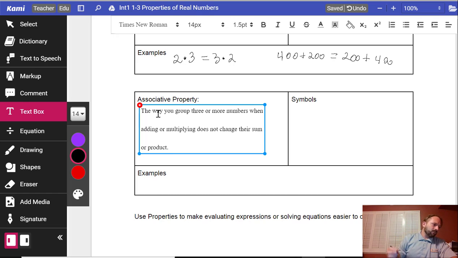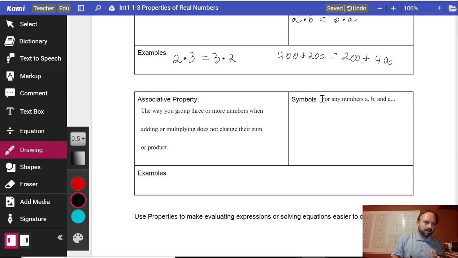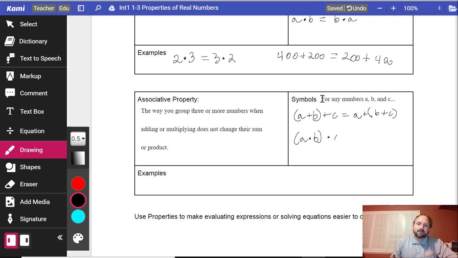So for any numbers A, B, and C, let's write this in now. If I had A plus B in a group plus C, that will equal A plus B plus C. I could add these together and then add A, or I can add A and B together and then add C. The same thing goes with, okay, what if I have A times B and then times C?